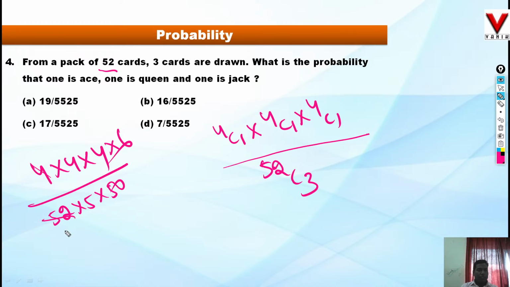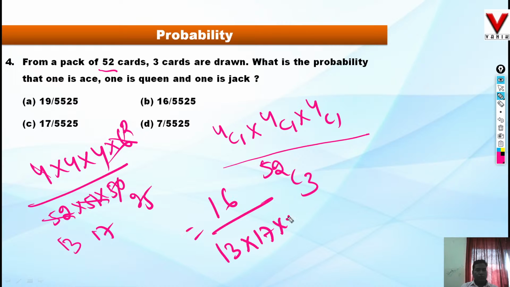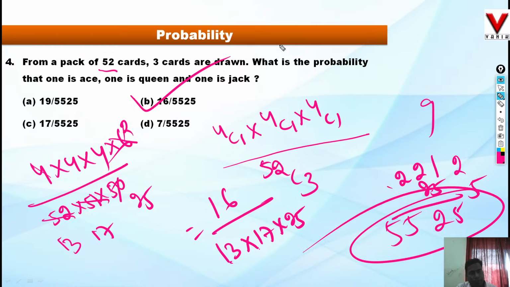Then 4 it is 13. 2 it is 17. Then 2 it is 25. 4 4s are 16 divided by 13 into 17 into 25. 13 7s are 91, 13 17s are 221, into 25 gives 5525. So the answer is 16 by 5525. Option B is our correct answer.